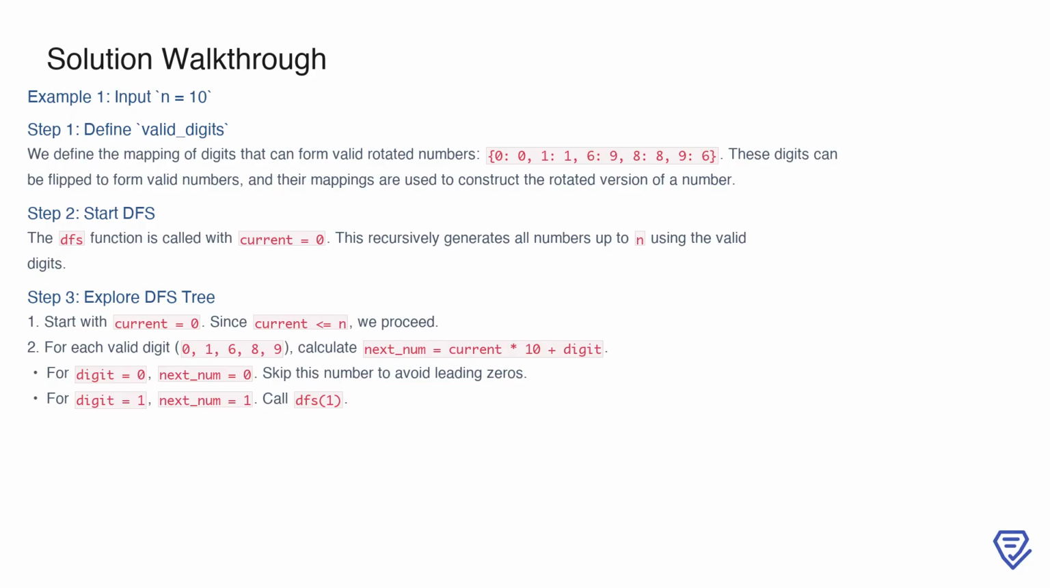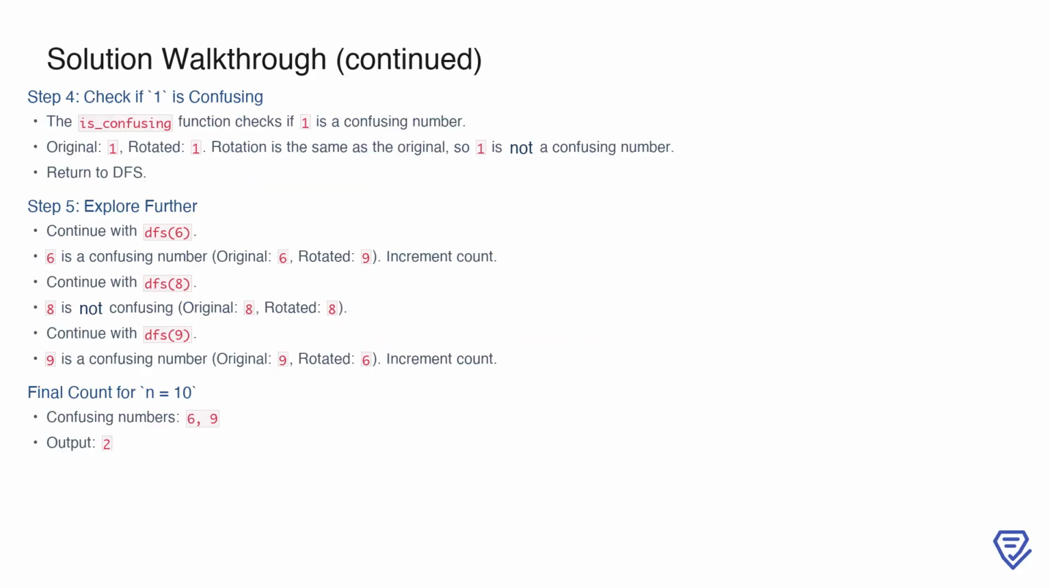However, for digit equals 1, the next number becomes 1, and we proceed by recursively calling the DFS function on 1. Now, we check whether the number 1 is a confusing number. The is_confusing function compares the original number with its rotated version. For 1, the rotated result is also 1, meaning that the number looks the same even after rotation. Therefore, 1 is not a confusing number, and we return to the DFS process.